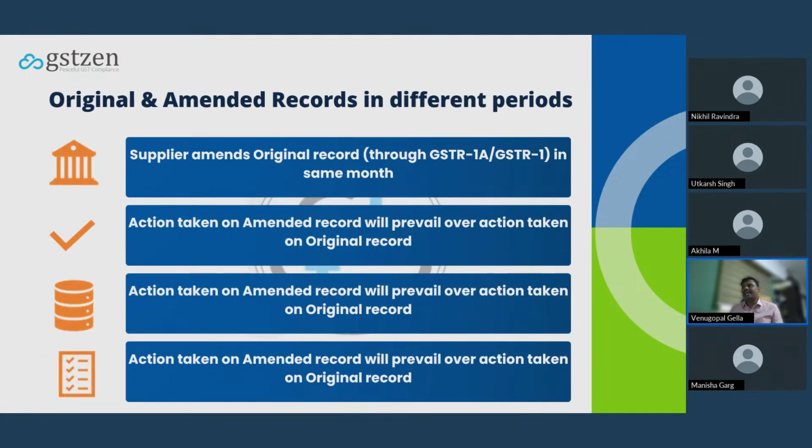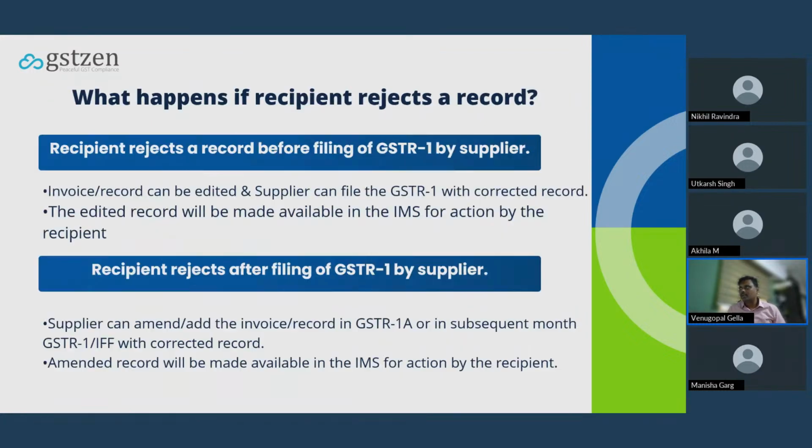Assuming it is in a different tax period. So in the month of December, someone has raised the invoice. In the month of January, they have amended the record. Then the action taken on the amended record will prevail. So whatever new action you have taken will increase or decrease the liability accordingly.